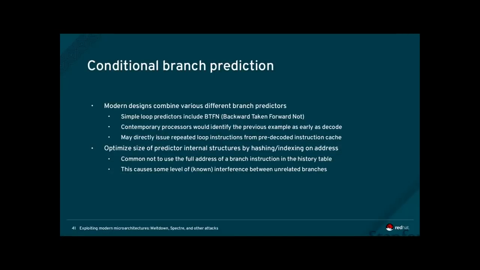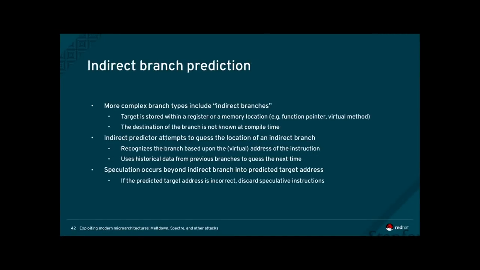I want to point out, anyone who's not studied branch predictors, go and read the slides after. You'll see G-share and some of these common designs that are used in branch prediction hardware. We want to optimize it, so we might not use the full address.